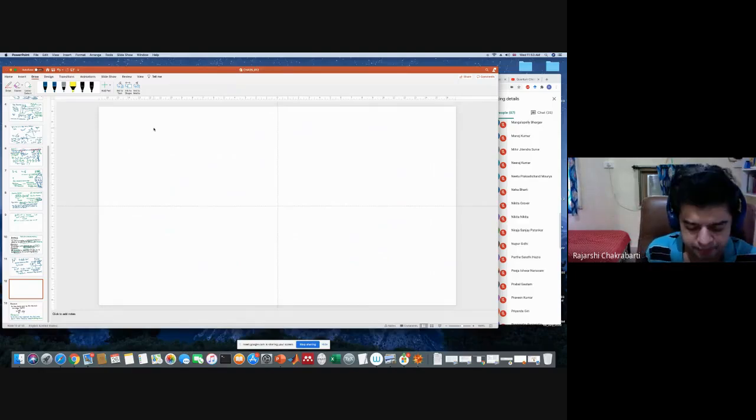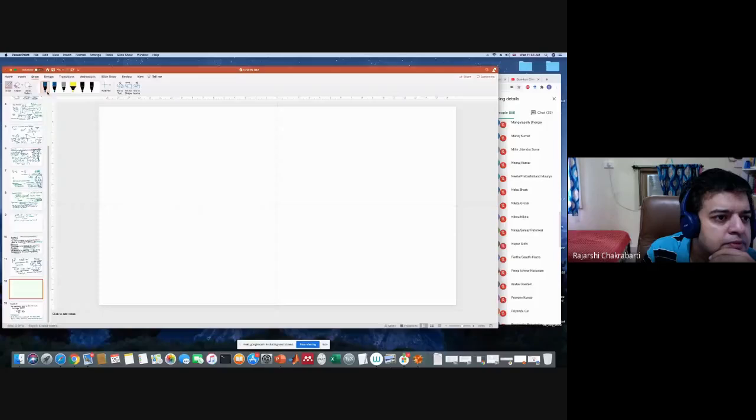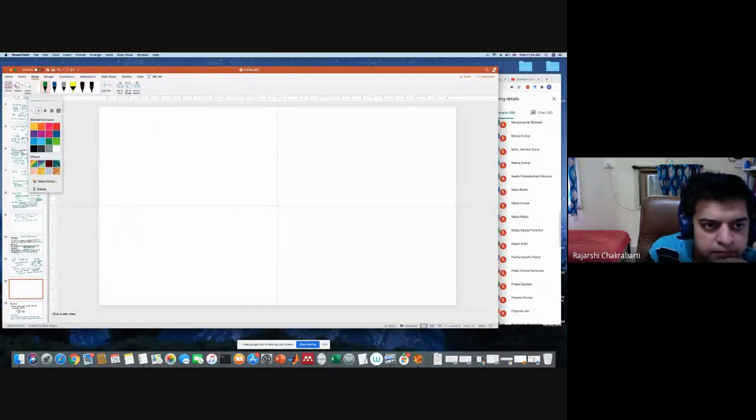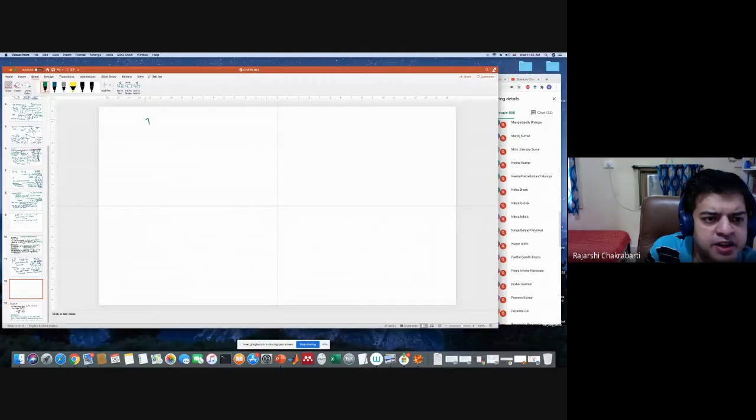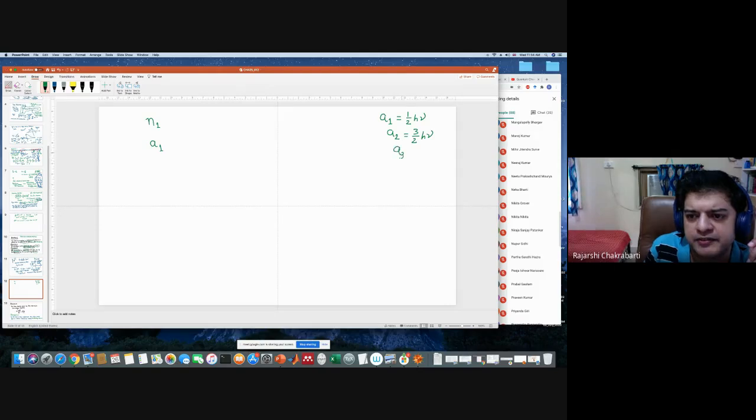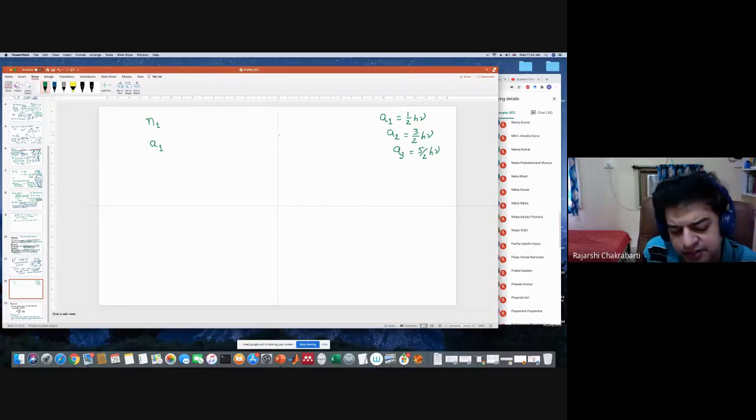Say I do measurements many times, and say n1 times I get eigenvalue which is a1 in general. So my a1 could be this half h nu. a2 could be this 3 by 2 h nu. a3 is 5 by 2 h nu, like this. This is my notation. If you are doing only the harmonic oscillator, but just think of a general scenario.